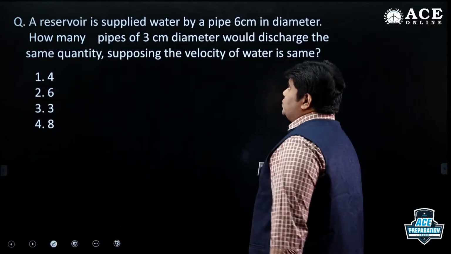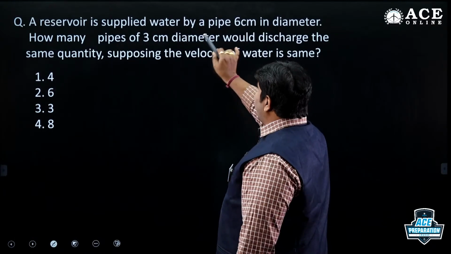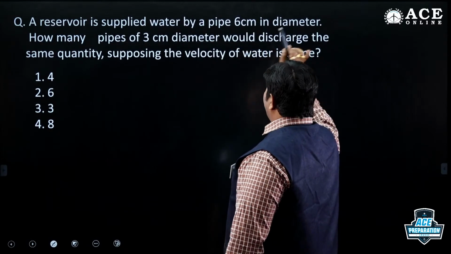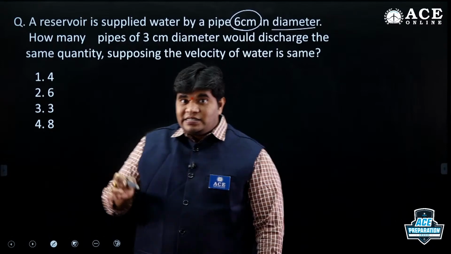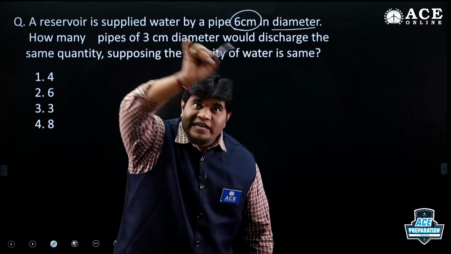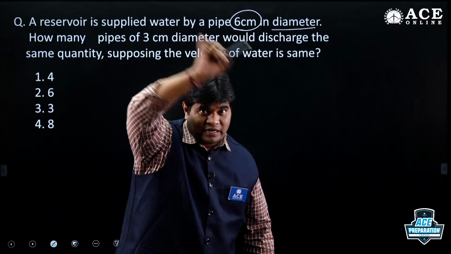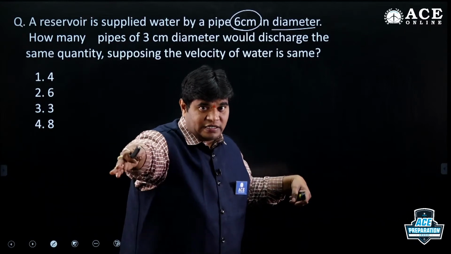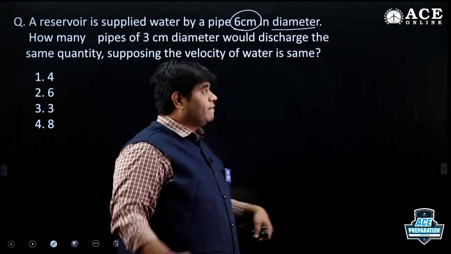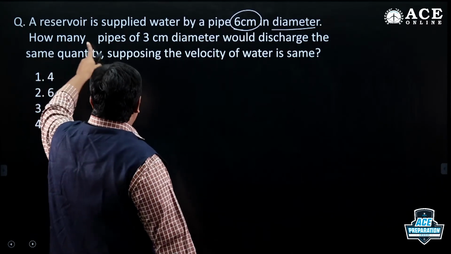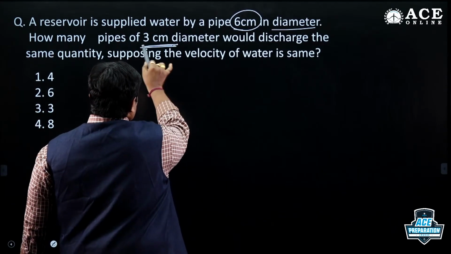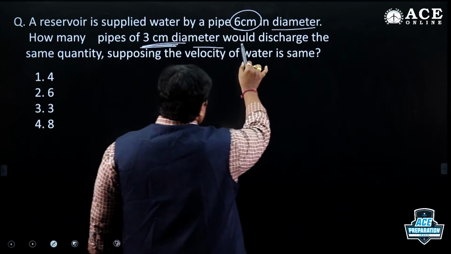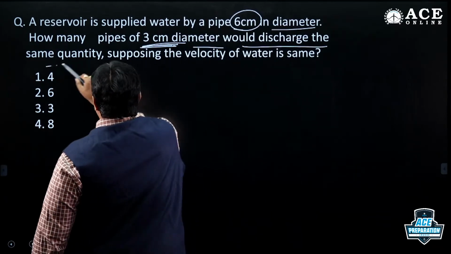A reservoir is supplied water by a pipe 6 centimeter in diameter. So that is the diameter of the cylinder, because the pipe looks like a cylinder only. Next, how many pipes of 3 centimeter diameter would discharge the same quantity?